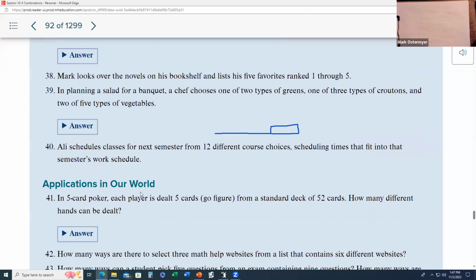One last one. Ollie schedules classes for next semester from 12 different course choices. Scheduling times that fit into that semester's work schedule.